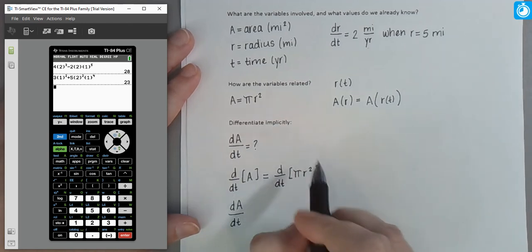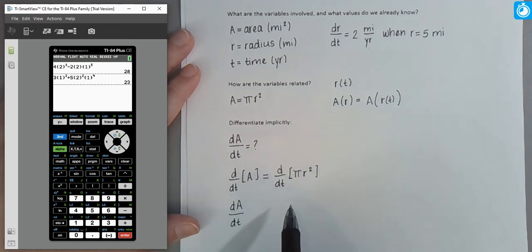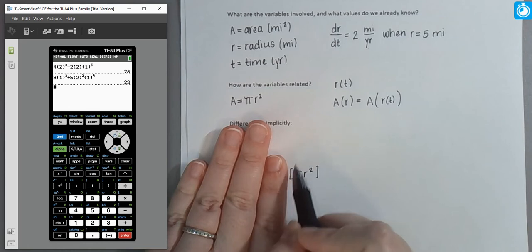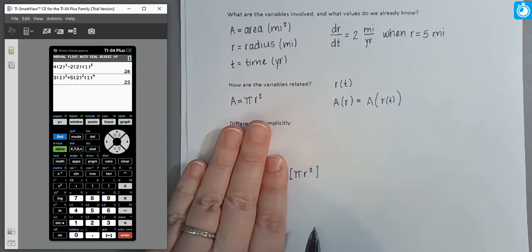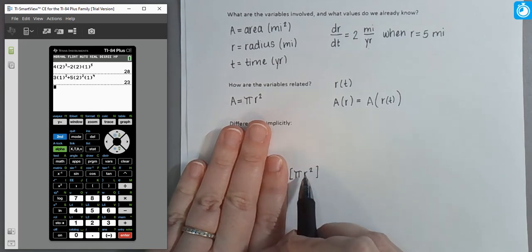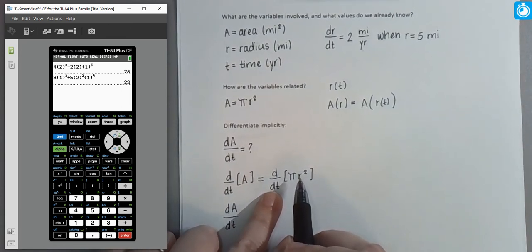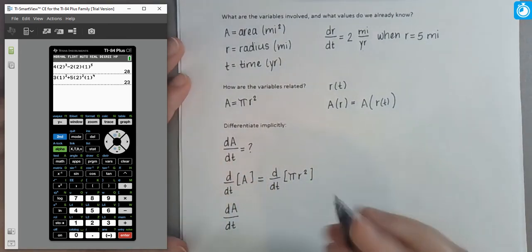So we have an expression involving the variable r, but r is not the variable we're differentiating with respect to. We're differentiating with respect to t. So we have to take into account that r is affected by this variable t. So we're going to think of this as the outer function, take the derivative like normal, and then think of r as a function that's dependent on t, and therefore take its derivative with respect to t.